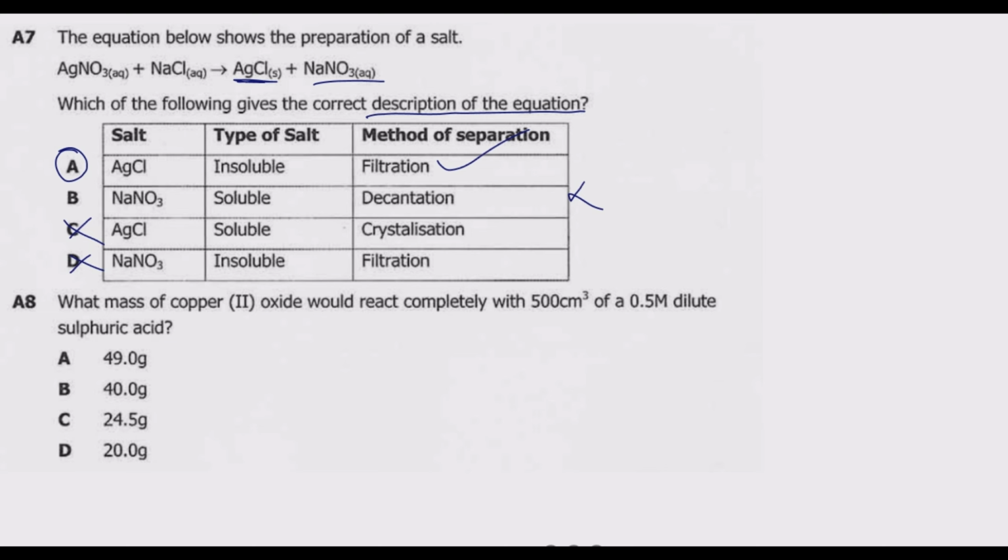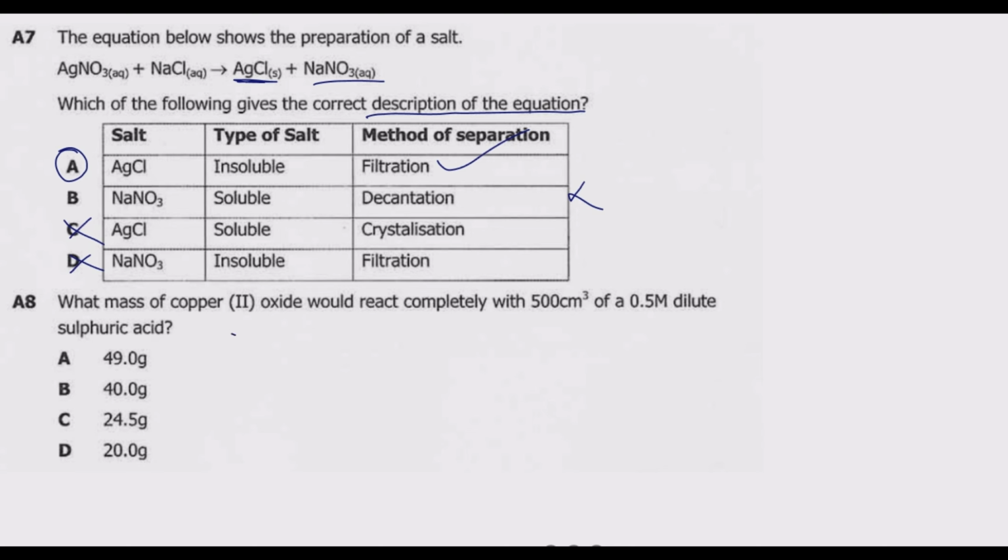Let us look at question 8. What mass of copper oxide would react completely with 500 centimeter cubic of a molarity of 0.5 dilute sulfuric acid? So basically what we need to do is, first of all, we need to write an equation to understand what is happening. So, because we need to find the mole ratio.